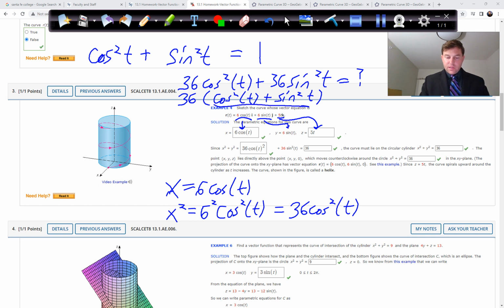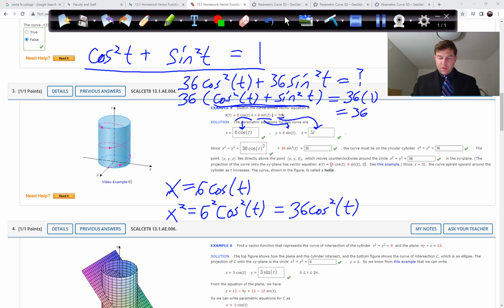And that whole parenthesis, based on this up here, equals 1. So this would just equal 36 times 1, which is 36. Okay, and how did we get that? We squared x and we squared y and we added them. So this equation becomes x squared plus y squared equals 36, which is the equation of a circle.